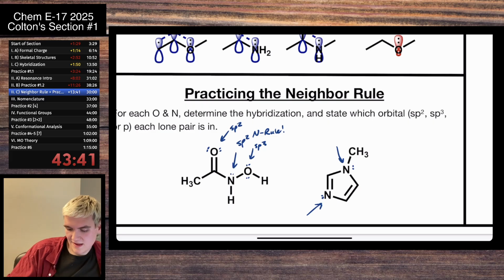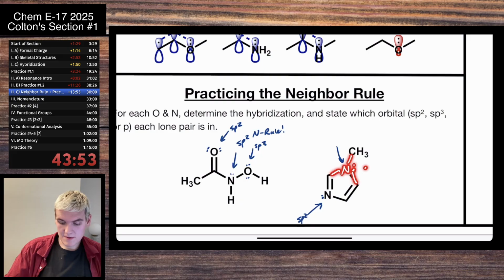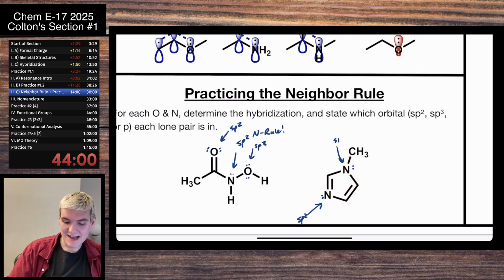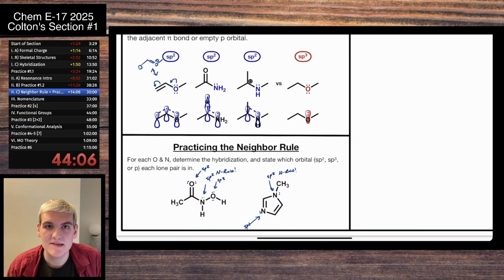Then lastly, this bottom nitrogen over here just appears to have 3 electron domains, so it's sp2 hybridized. This top nitrogen appears to be sp3. It has a lone pair. And then it's right next door to pi bonds on both sides. And so by our neighbor rule, it's actually going to be sp2. Any questions on this neighbor rule in resonance before we move on?